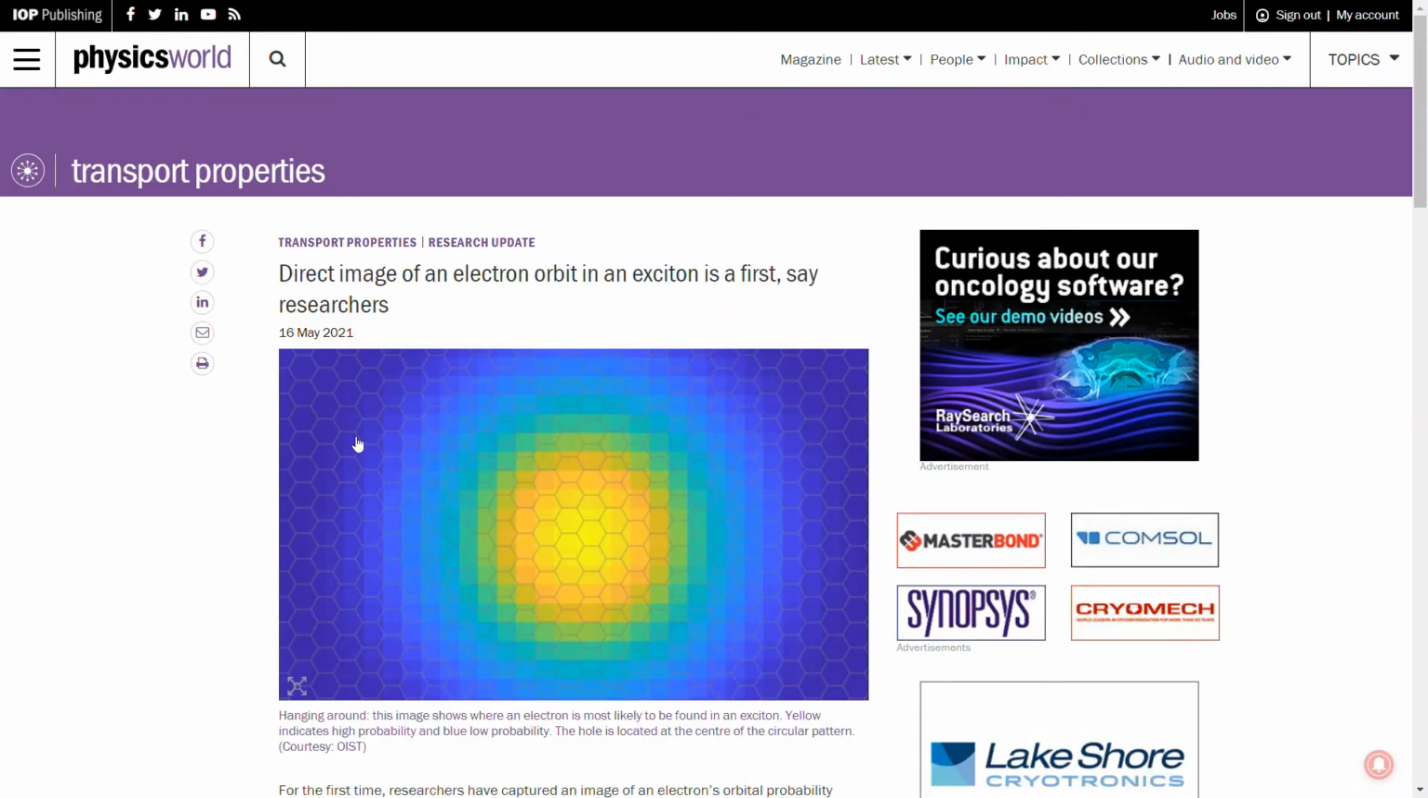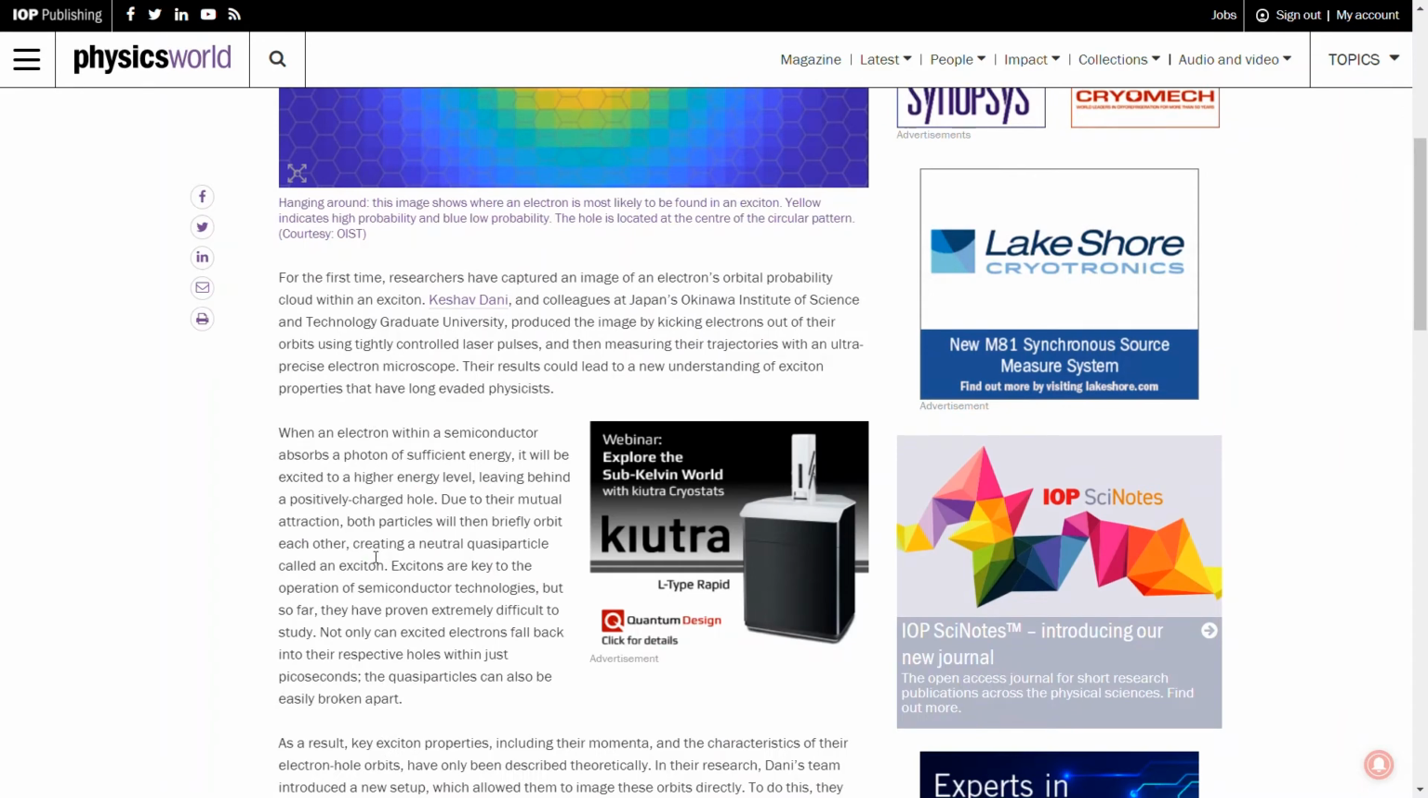All right, now that I've logged in, after 2 attempts, right. So, for the first time, researchers have captured an image of an electron orbital probability cloud within an exciton. Keshav Dani and colleagues at Japan's Okinawa Institute of Science and Technology Graduate University produced the image by kicking electrons out of their orbits using tightly controlled laser pulses and then measuring their trajectories with an ultra-precise electron microscope. Their results could lead to a new understanding of exciton properties that have long evaded physicists.